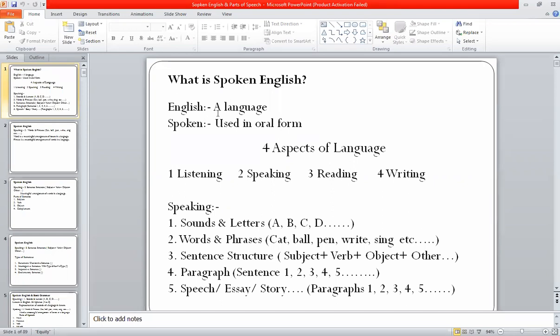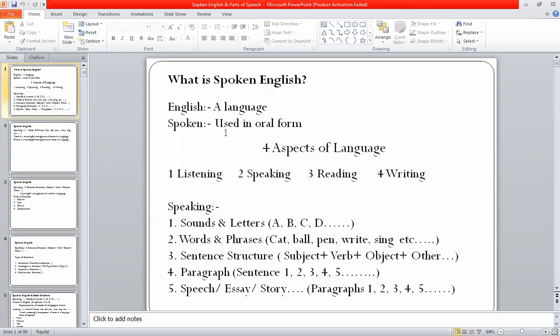These are the 4 aspects which I have put in chronological order. The first number goes to listening, then second goes to speaking, the third goes to reading, and the fourth aspect goes to writing. So what are these 4 aspects and how are they related to the language? Let's discuss it. Listening, speaking, reading, writing: these are the 4 aspects that we use while learning any type of language.